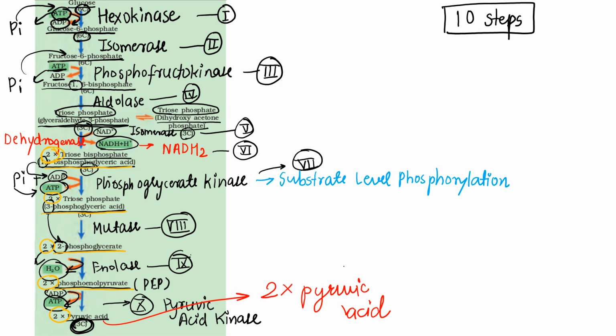So we have seen 10 enzymes. First was hexokinase, second isomerase, third phosphofructokinase, fourth aldolase, fifth isomerase, sixth phosphoglycerate, seventh mutase, eighth enolase, and the 10th pyruvic acid kinase. So these are the enzymes. And these were the 10 steps of glycolysis.